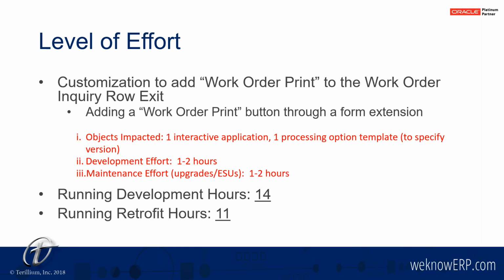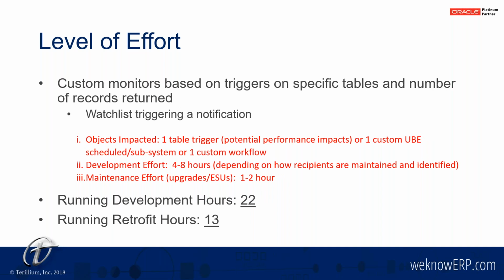The monitors section, you might have a table trigger that you have to create, and there are potential performance impacts with that, or 1 custom UBE scheduled subsystem, or 1 custom workflow. So depending on which route you went, you may have about 4 to 8 hours of development, and it depends on how many recipients need to be maintained or identified in that. For retrofitting, you've got about 1 to 2 hours each time.